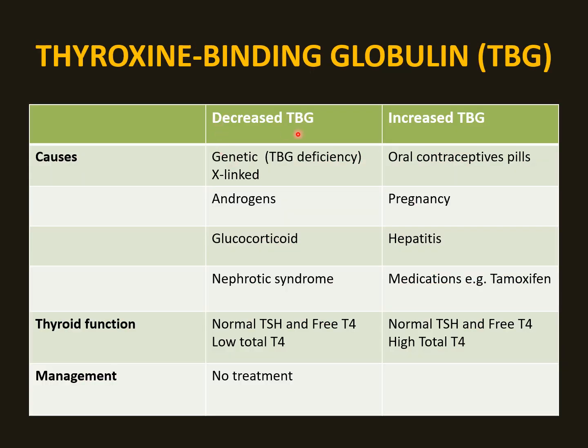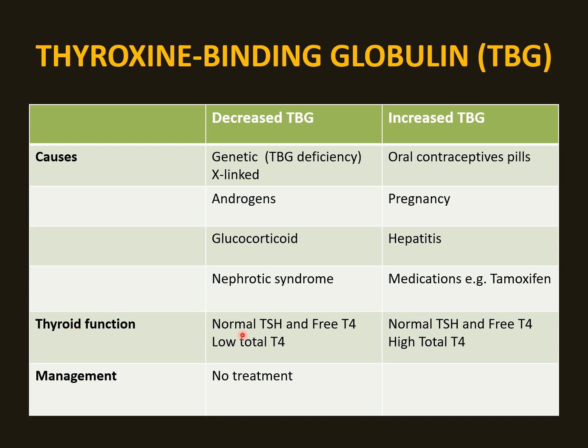Causes of decreased thyroxine binding globulin can be genetic, or thyroxine binding globulin deficiency, and is X-linked. Androgen also can do that. Glucocorticoid, nephrotic syndrome because of loss of protein in urine. The causes of increased thyroxine binding globulin: oral contraceptive pills, pregnancy, hepatitis, medication, for example tamoxifen.